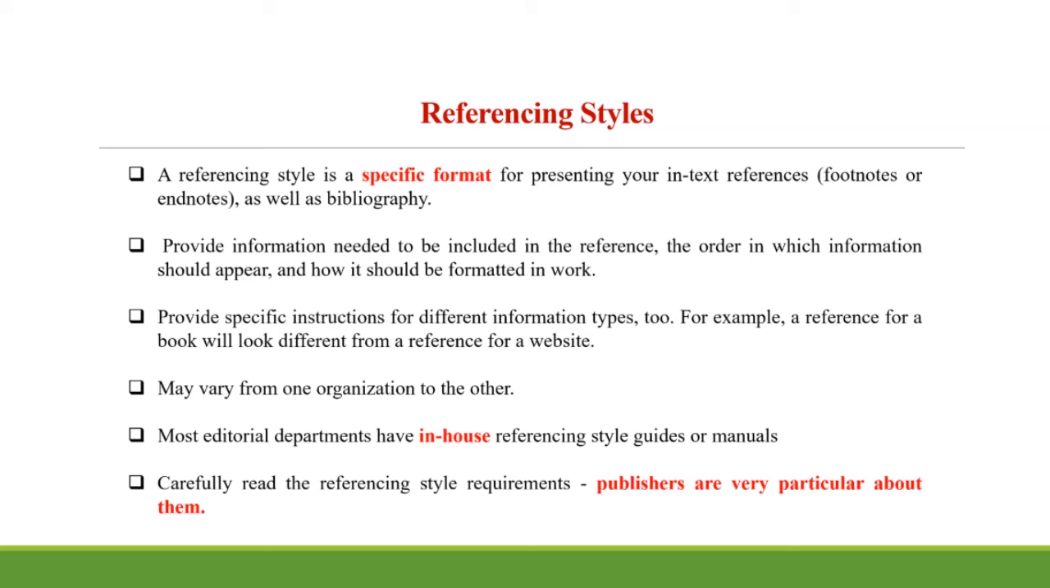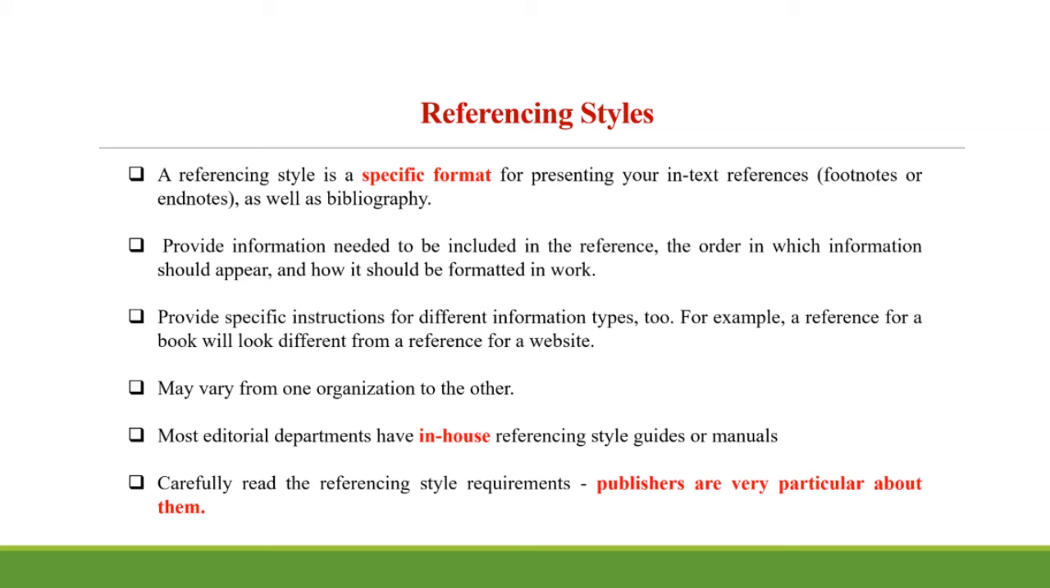How are we to write the reference, the order. For example, do you want the names of the author first, or do you want the name of the article first? So every referencing style has a different order or sequence of writing. They provide specific instructions for different information types too. For example, a reference for a book will look different from a reference for a website. It may vary from one organization to the other.